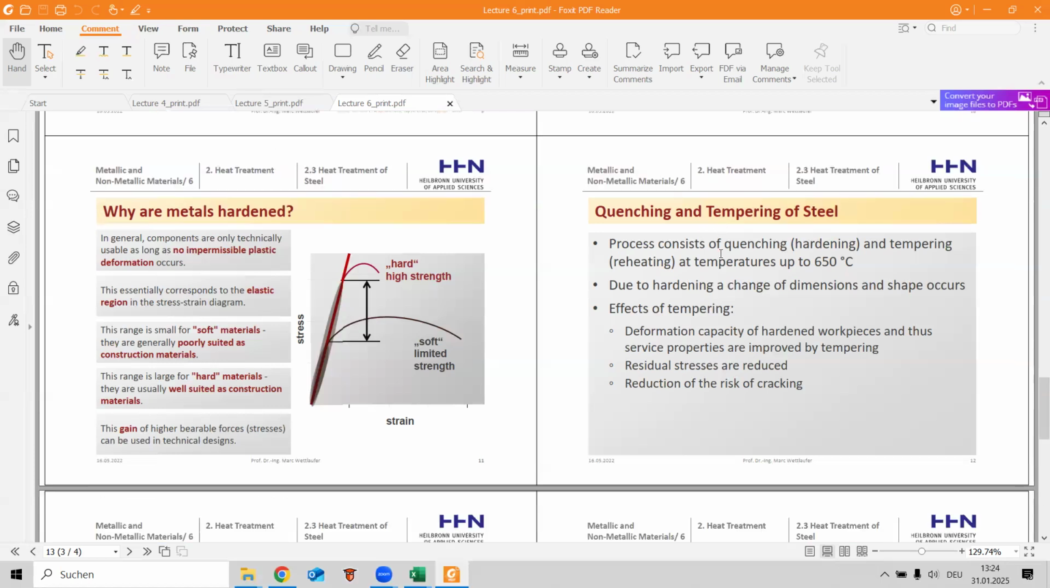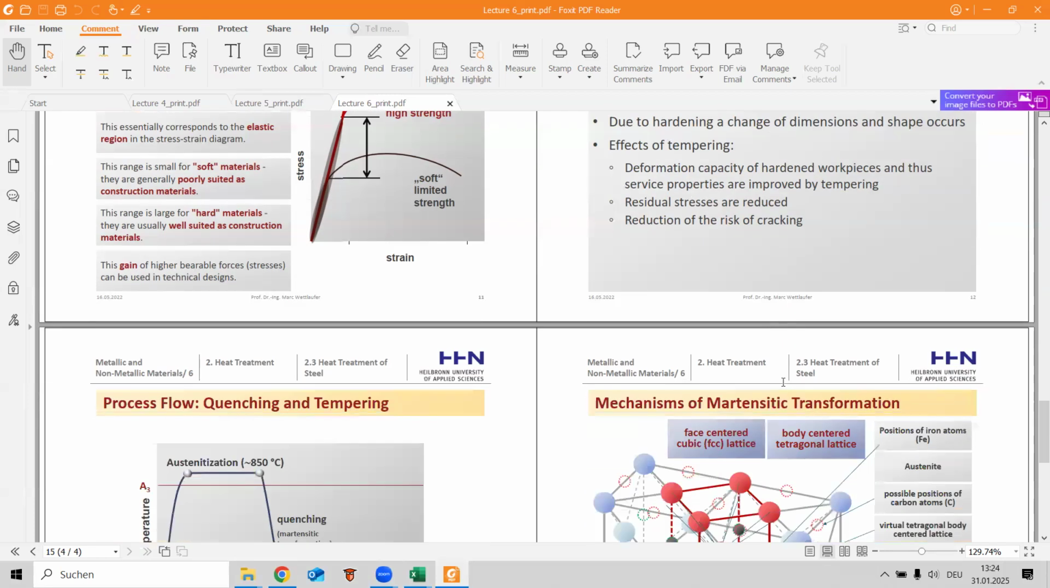Quenching and tempering of steel. This consists of quenching or hardening, and tempering or reheating the temperature up to 650 degrees. So hardening and reheating. With the hardening, the dimension changes. Here are the effects of tempering: the dimensional stability of hardened pieces, thus service properties are improved by tempering. Residual stresses are reduced and the risk of cracking is reduced.